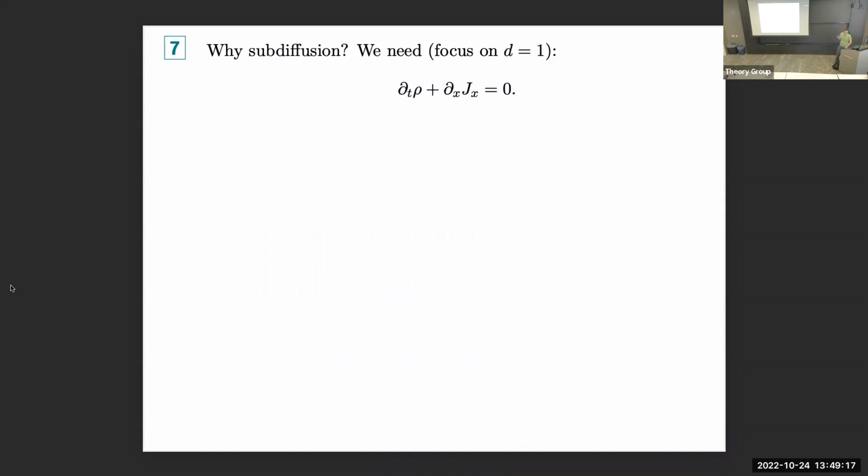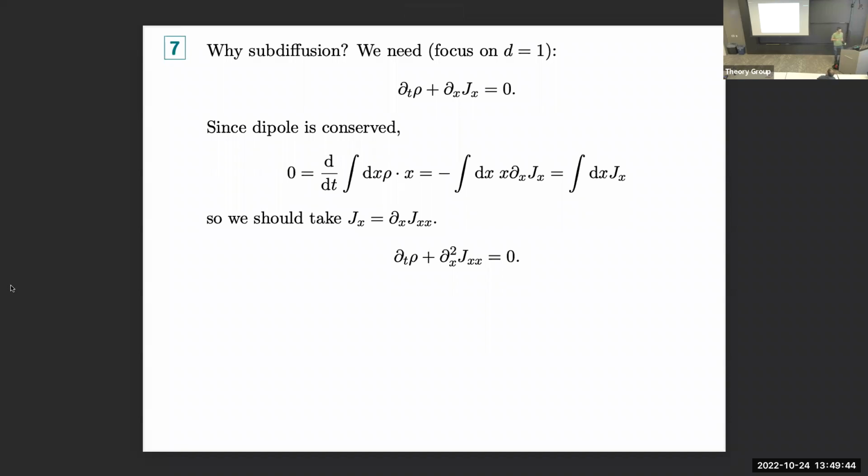Why do we get subdiffusion? So why does this sort of simple microscopic update rule, why is it so dramatic? Let's focus on one dimension for simplicity. It kind of captures the argument well. So in one dimension, by conservation of charge, we know that we have this kind of continuity equation. Even in quantum mechanics, this holds.